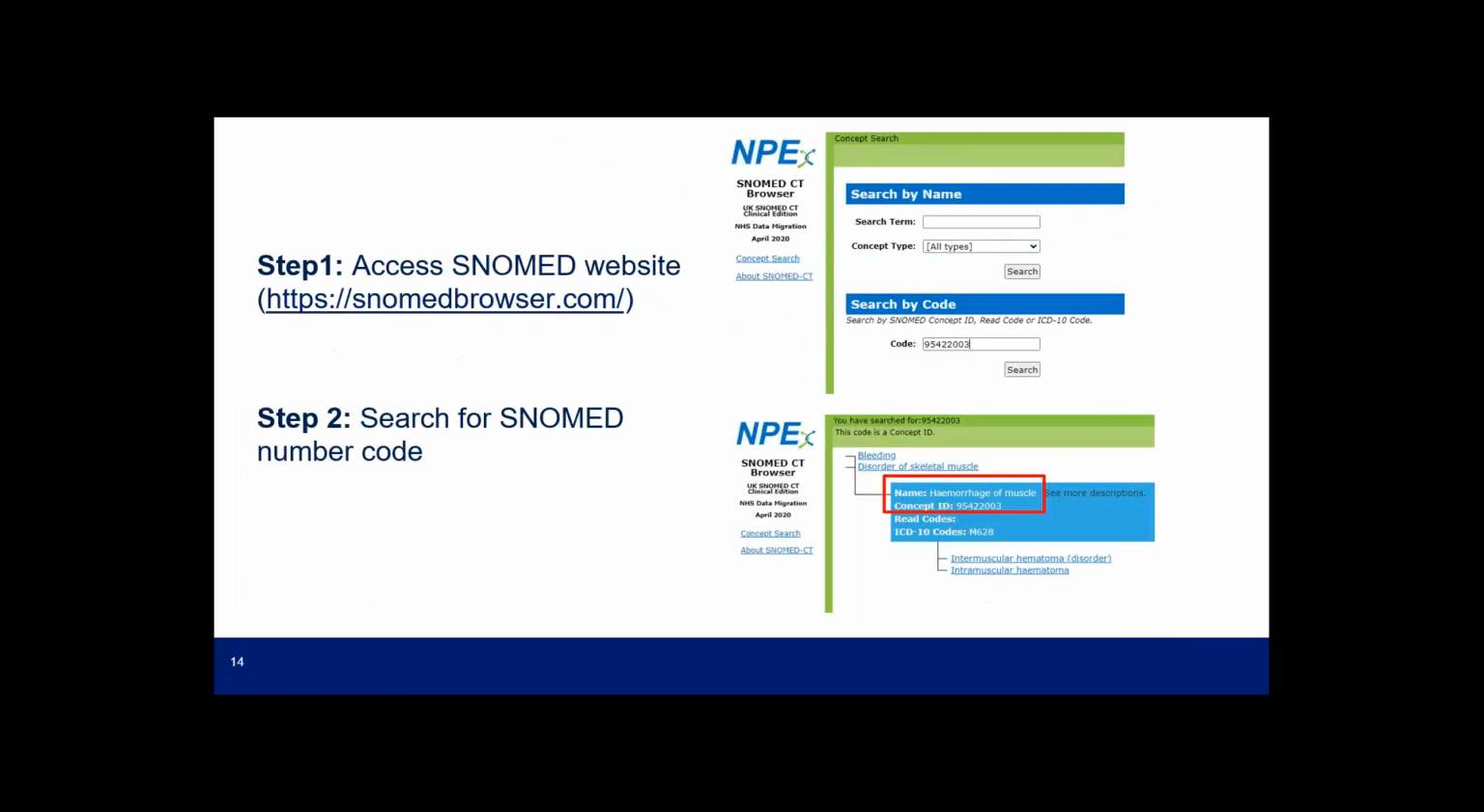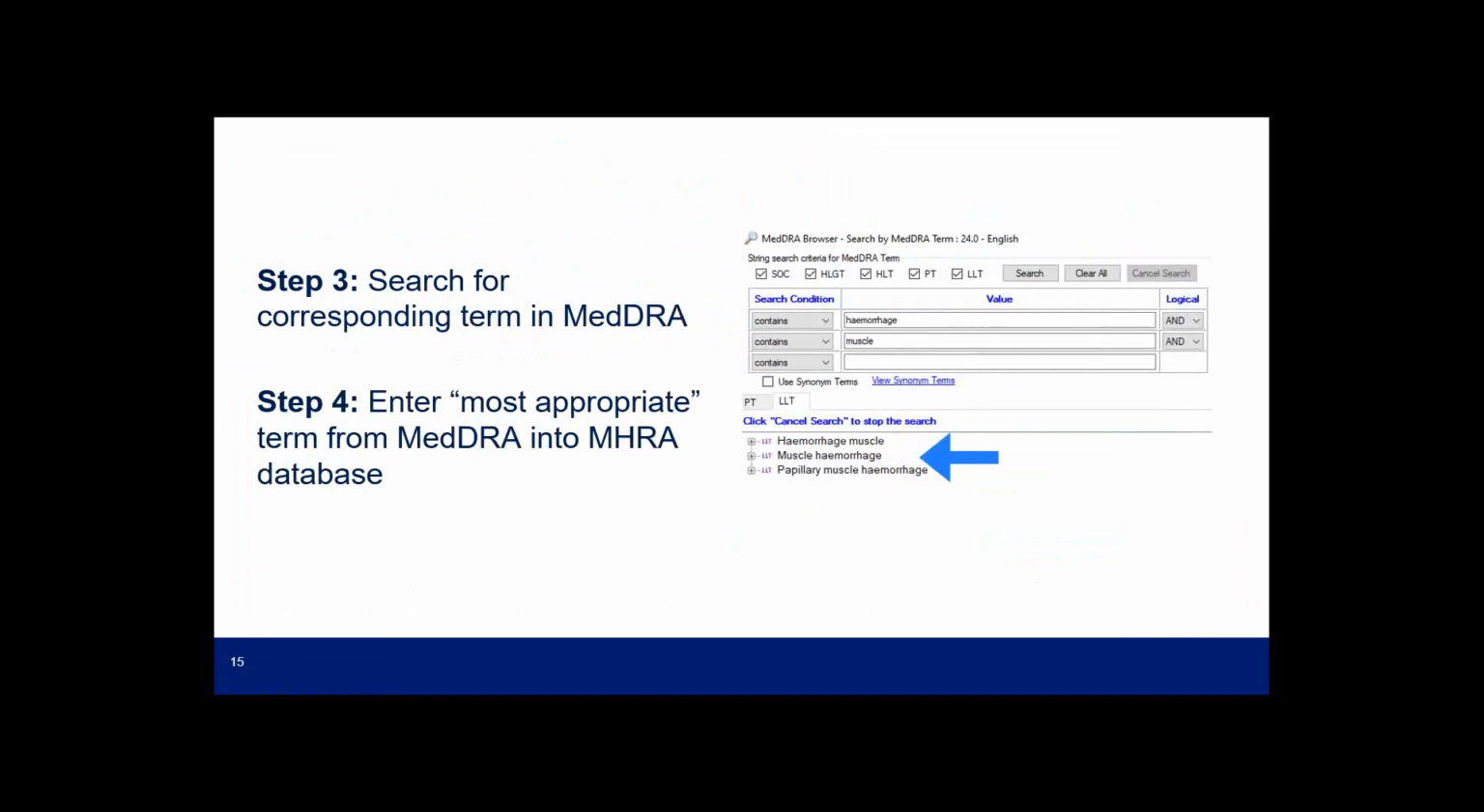So in order to get each of those terms captured within our structured fields in our case folders, we had to manually copy the Snomed code and paste it into the Snomed browser to search for the corresponding term. So in this example, the code that I've searched for represents the Snomed term hemorrhage of muscle. If you go to the next slide, please.